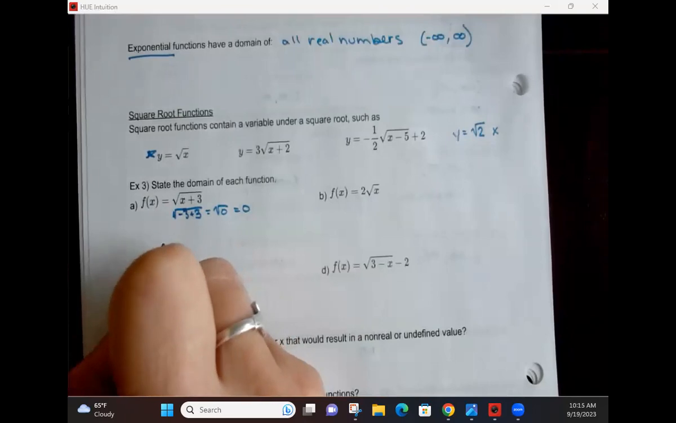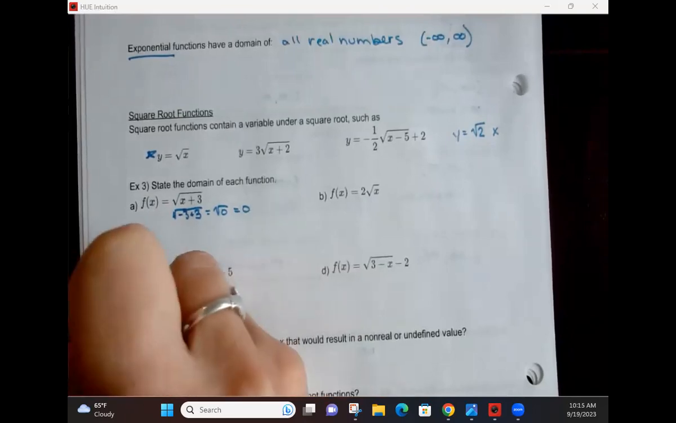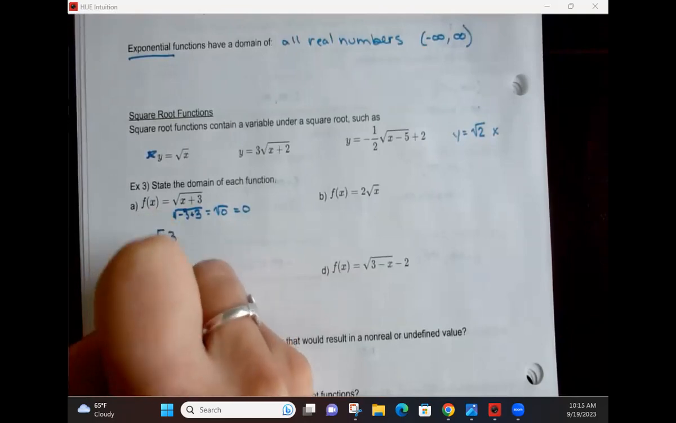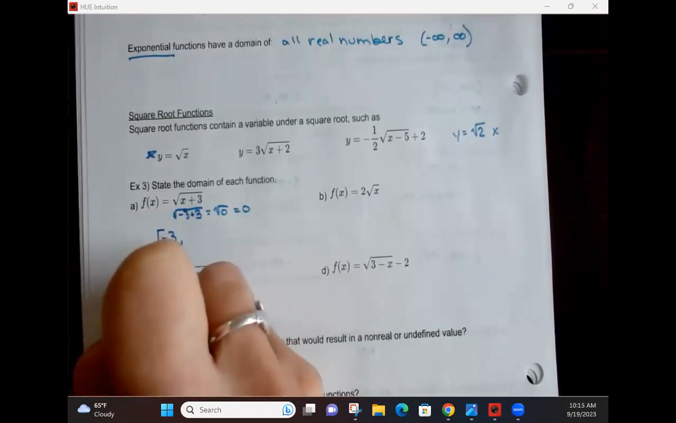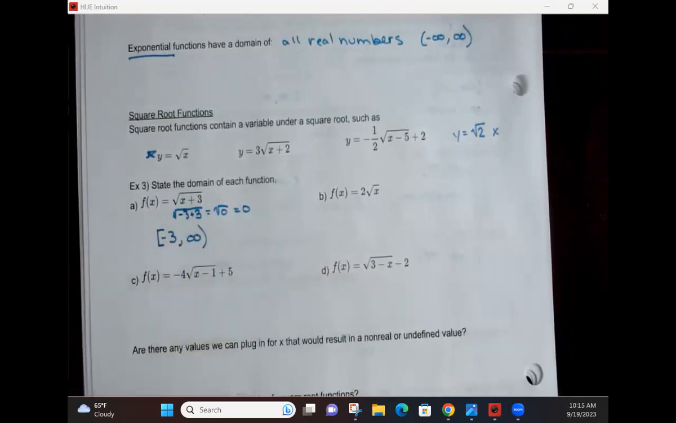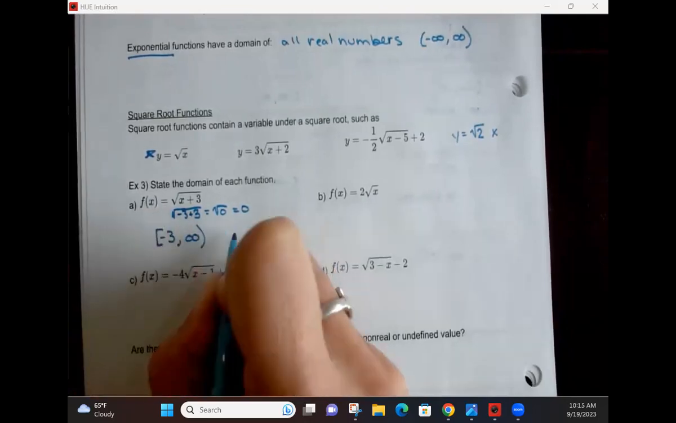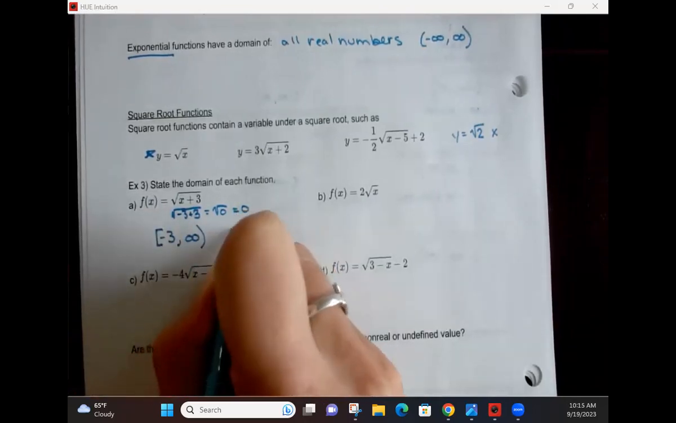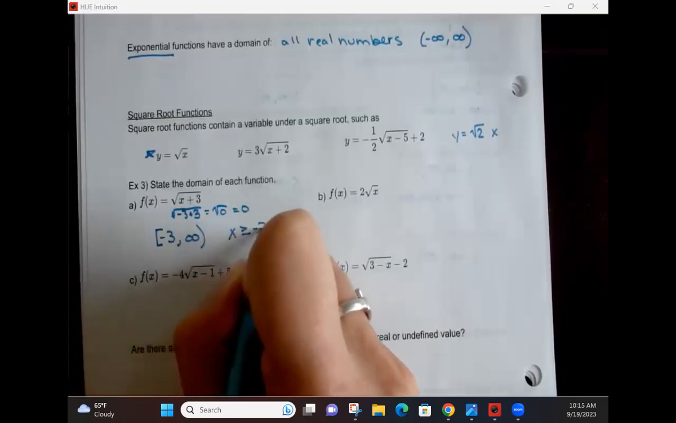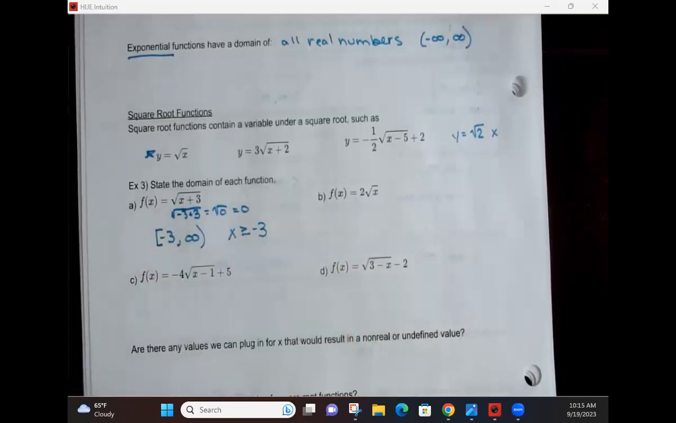So my domain here would be all values of x that are greater than or equal to -3. If you're using interval notation, you want a bracket on -3, and then infinity is always a parenthesis. I could also write this as x is greater than or equal to -3 for our domain here.